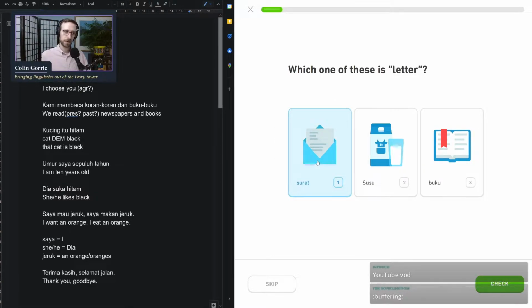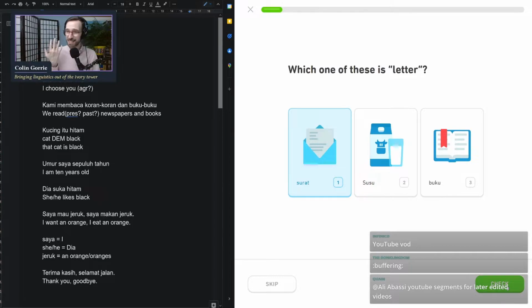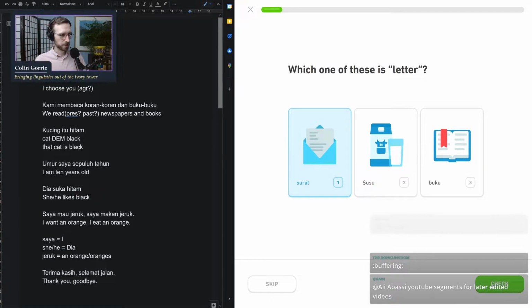Surat? Surat. See? These stress rules do not work. Surat.